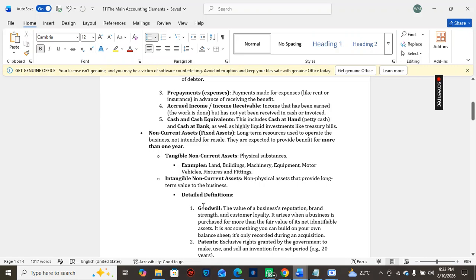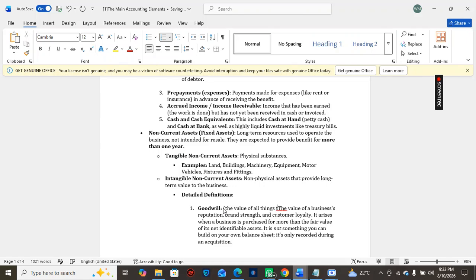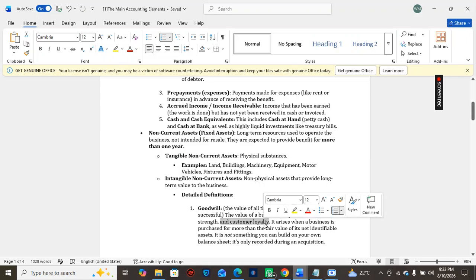In simple words, goodwill is the value of all the things that make a business run successfully. Or another way I can think of it, the value of a business's reputation, brand strength, customer loyalty, supplier relations. So basically, this is what it's all about.